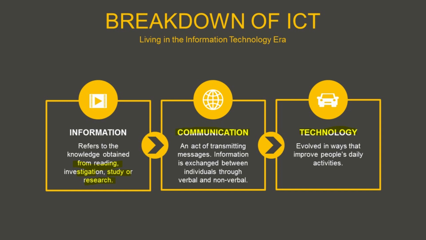the breakdown of ICT, or living in the information technology era. All right, so ICT is made up of three words, namely information, communication, and technology. So, let's start with information. What is information? Information refers to the knowledge obtained from reading, investigation, study, or research.